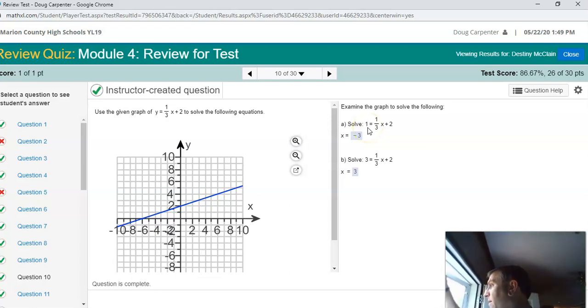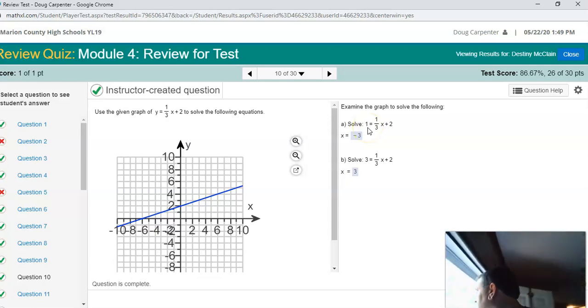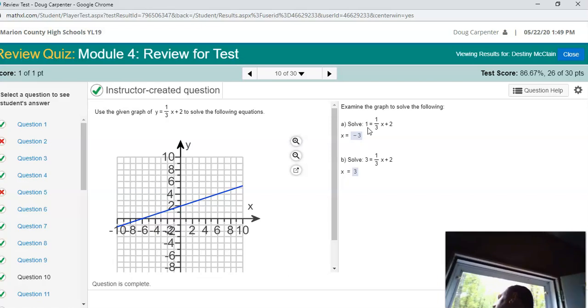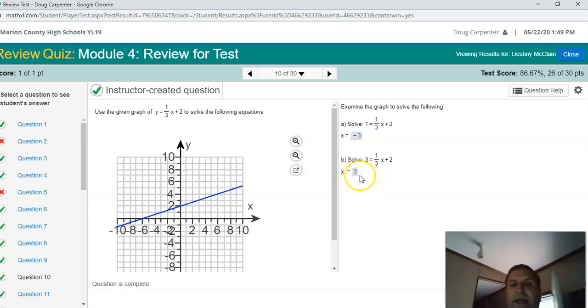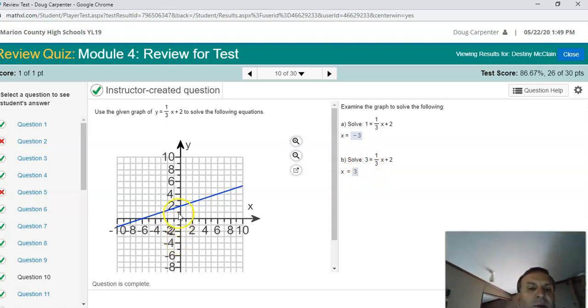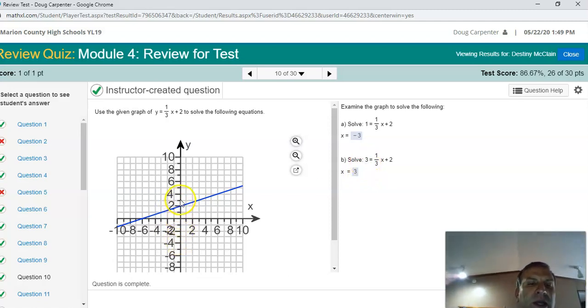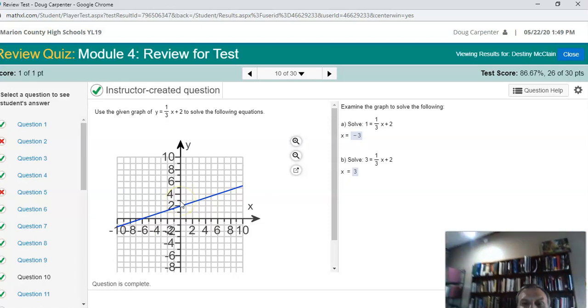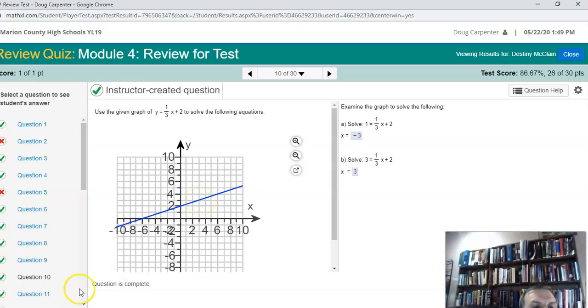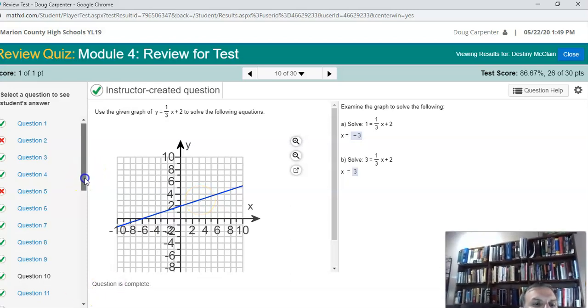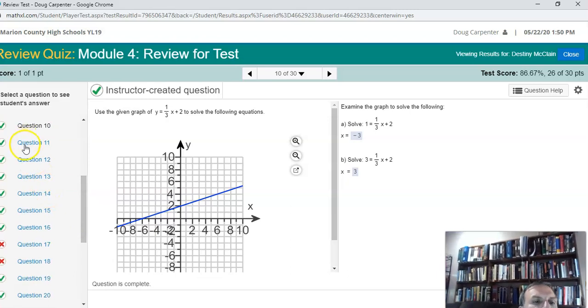All right, next one. I have y is 3. So I'm going to go up to 2, up to 3. I'm going to go over there. And what is the x value? 3. So 11.